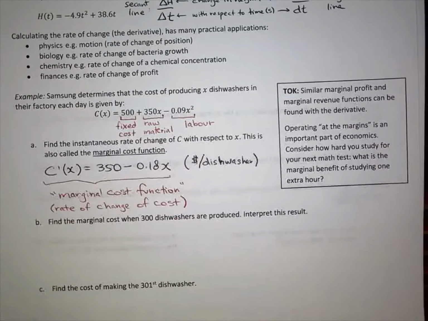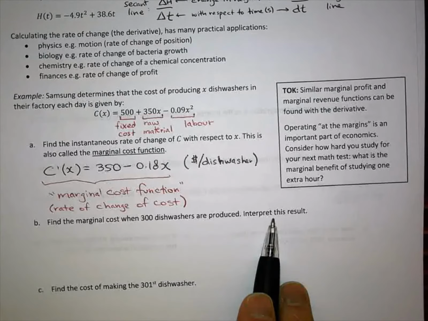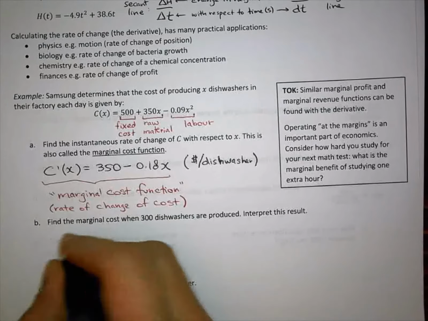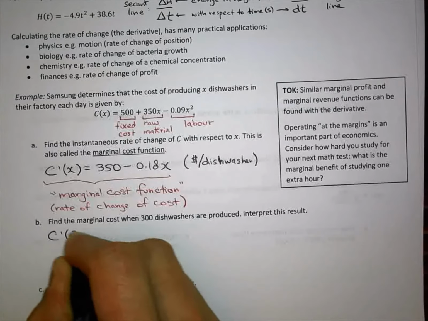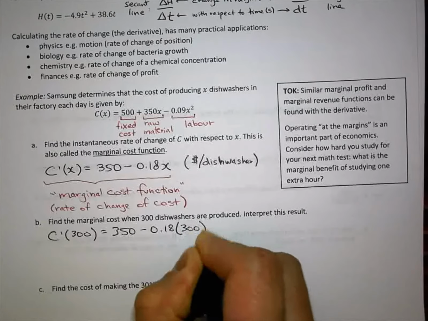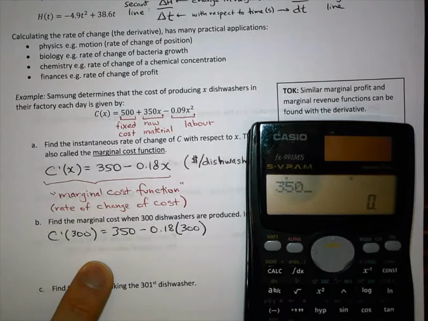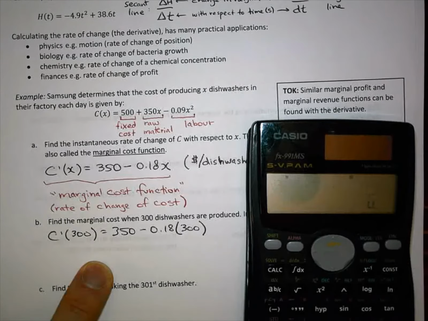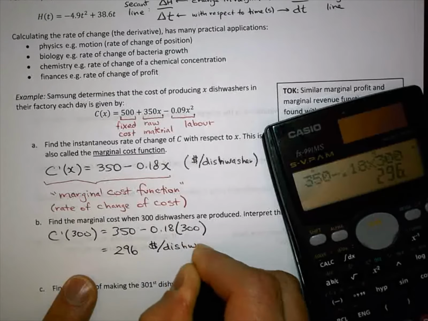Whew, okay, let's keep going. After that long story, find the marginal cost when 300 dishwashers are produced. Interpret this result. Okay, so that's my marginal cost. So that means I'm just going to sub in 300. So I get 350 minus 0.18 times 300. Goes without saying, you're going to have to do this using a calculator. I like to use my regular calculator here just because it's simple calculations and I'm more comfortable and quick with it. So that gives me $296. So that is the cost per dishwasher when you're making 300 dishwashers.